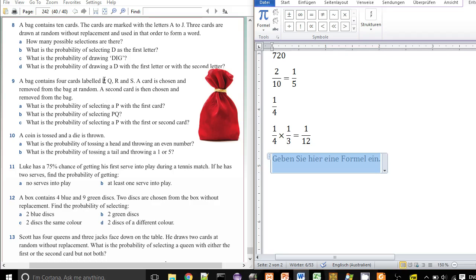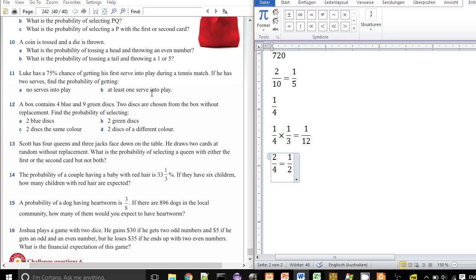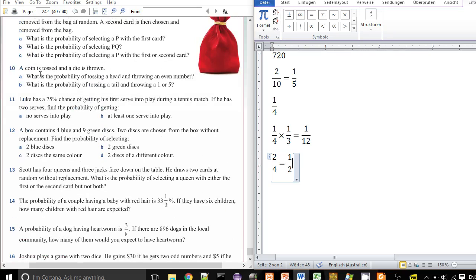Just think of it as we're picking 2 cards. What's the chance that the P's there? Well, we've got 2 chances out of 4 to get it. 2 out of 4, so a half. 50% chance that the P is one of the 2 cards. Alright, we're getting there, not too many left.